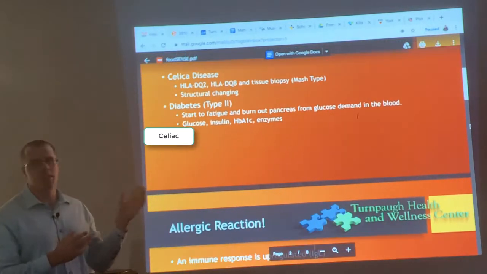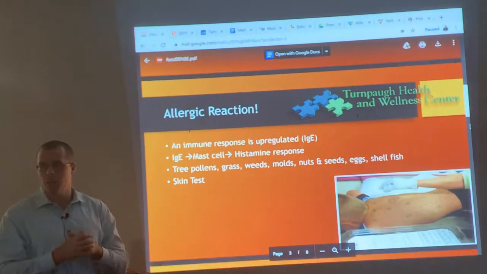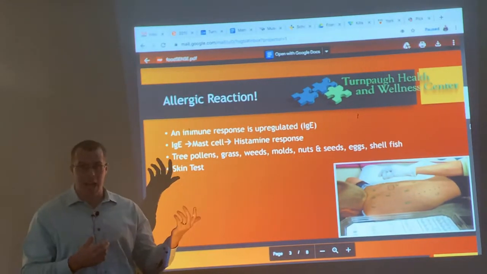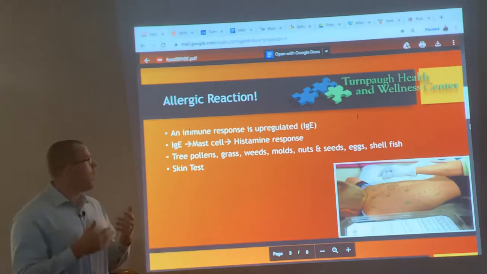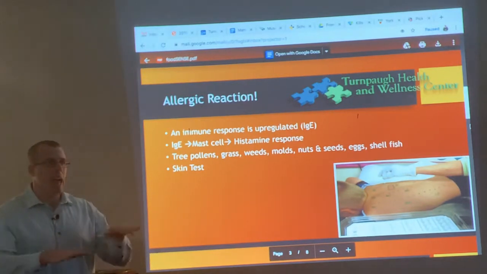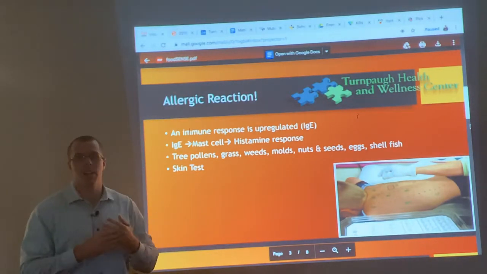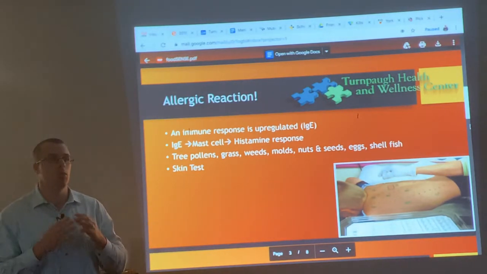So that was the disease aspect of foods. Now we get into an allergic reaction. So what is an allergic reaction? Really, at its simplicity, it's an immune response where we're starting to upregulate your IgE, which is an immunoglobulin.